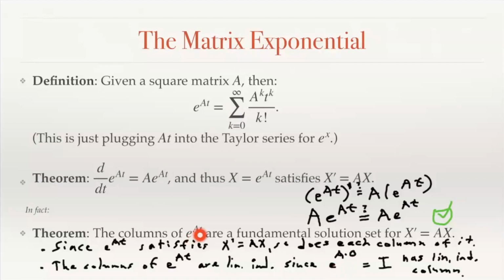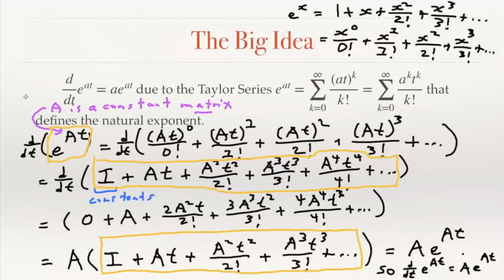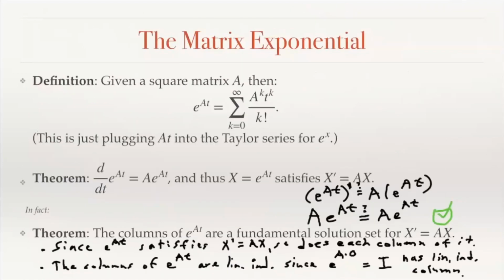So e to the at will be an n by n matrix. After all, each of these terms is still an n by n matrix if a is, and then so is the sum. So e to the at is an n by n matrix. It has n columns, where a is n by n, and those n columns are linearly independent and all satisfied, and therefore are a fundamental solution set. So full stop, the columns of e to the at are a fundamental solution set to x prime equals ax.